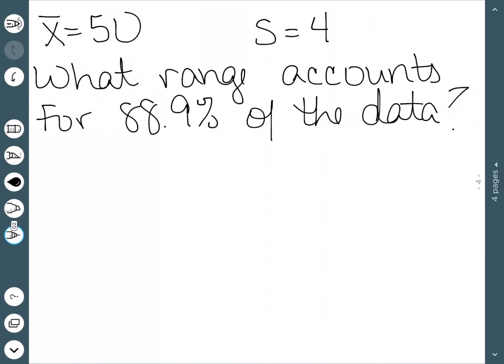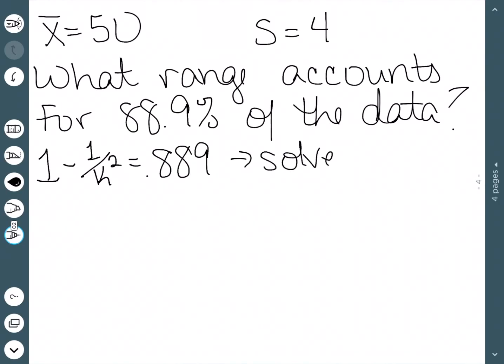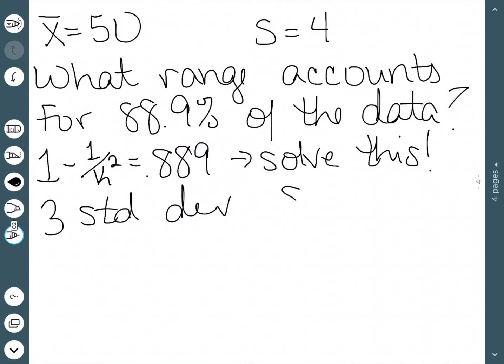In another example, we still know the mean is 50 and standard deviation is 4, but this time we want to know what range accounts for 88.9% of the data. So in our last example, we had the range, and this time we have the percentage. So we don't know this K number, but we know that 1 minus 1 over k squared needs to equal 0.889. And we could solve this, but we don't really want to do that. Instead, we're going to think back and remember that 3 standard deviations accounted for 88.9% of the data, which I showed you shortly after I defined Chebyshev's theorem.